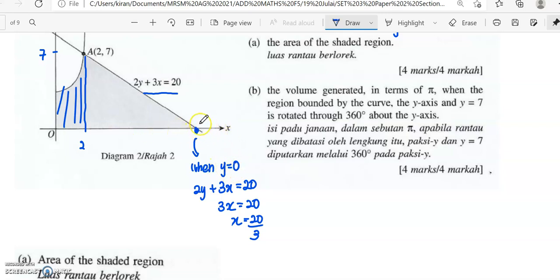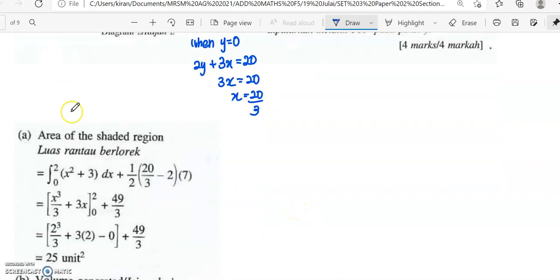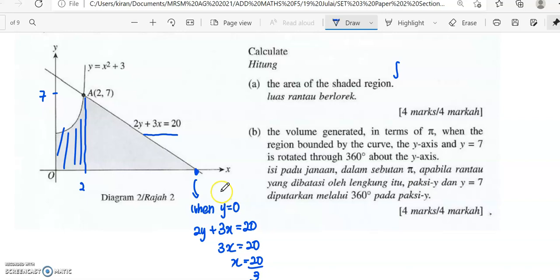Okay, we can find the x coordinates here because when the line intersects the x-axis, it means that the y coordinate is equal to 0. So for this part, we have x equal to 20 over 3, and then 20 over 3 minus 2 times 7. Okay, so this formula is to calculate the area of triangle. Okay, and then just integrate for this part. Okay, and then you substitute the limit and you add the area of triangle and the answer will be 25 units square. Okay, we go to question B.